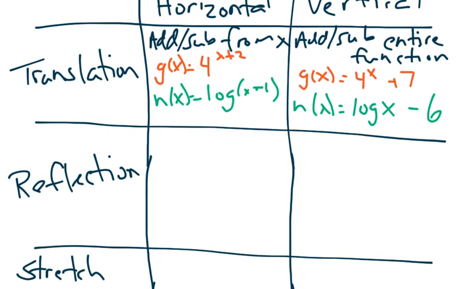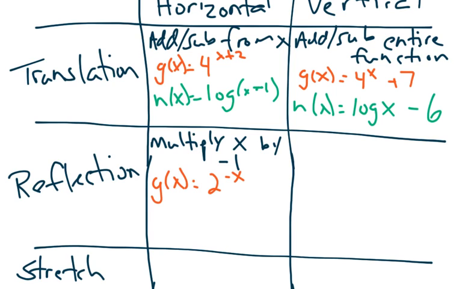For reflections, for a horizontal reflection, so if we thought this was the xy plane, a horizontal reflection would be this way, from quadrant 1 over to quadrant 4. So that would be over the y-axis. Okay, and a reflection over the y-axis means we multiply x, and just x, by negative 1. So an example could be something like g of x is equal to 2 to the negative x power. We're multiplying x, directly x, by negative 1.